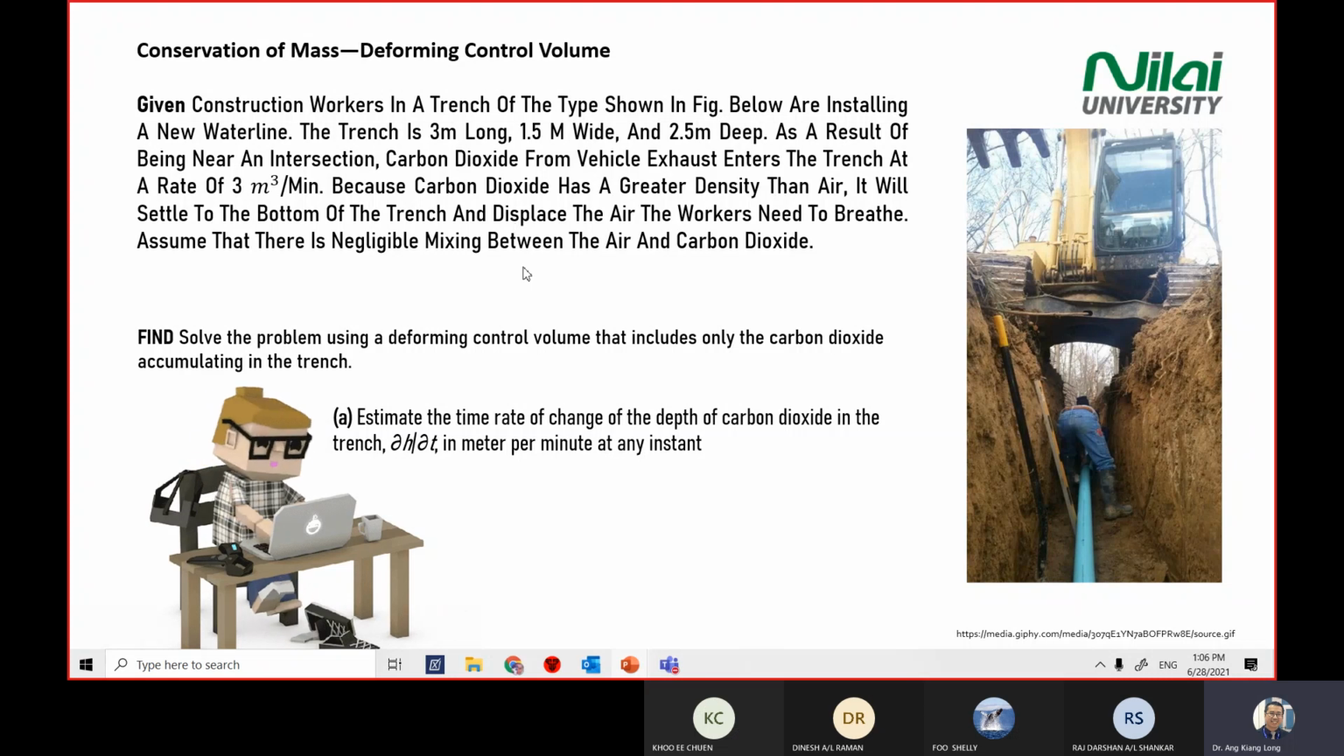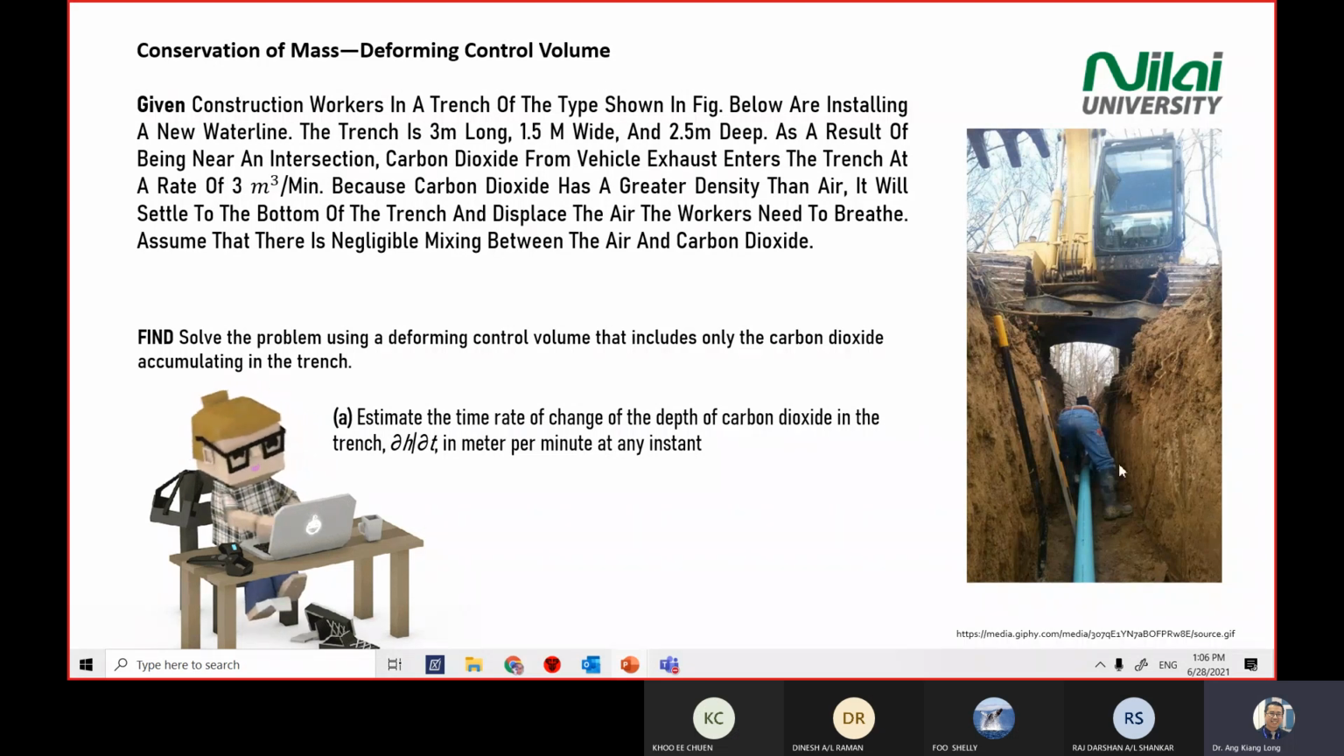If you look at the nature of the question, it is quite similar to the one that you solved with the fixed control volume earlier. Now, what is different here? The statement is actually the same. It's only that the instruction is a little bit different. The scenario is the same, where you have a construction worker working in a trench.